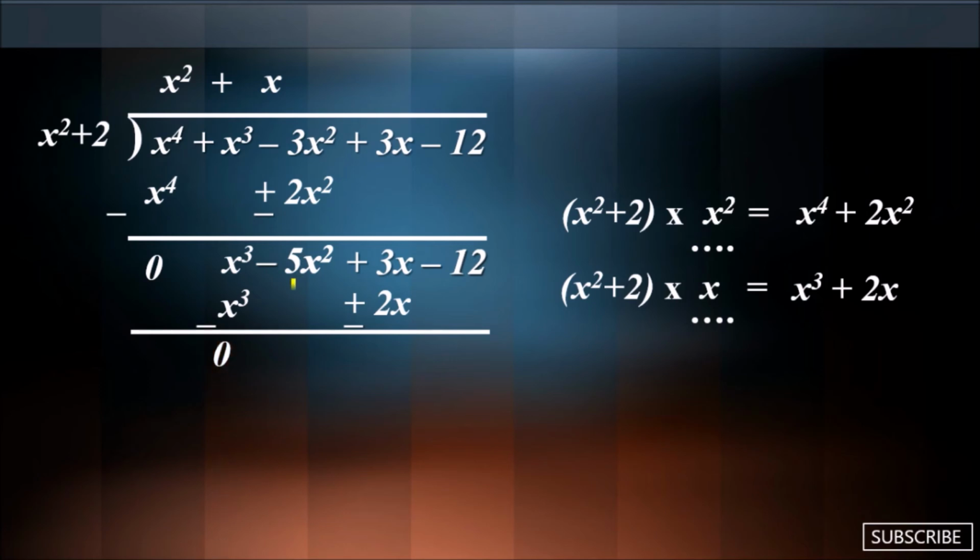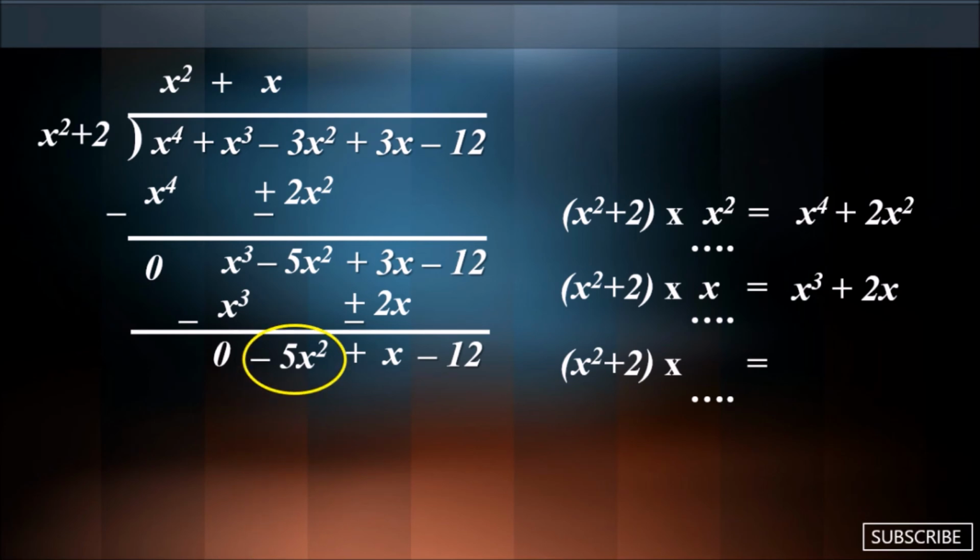Minus 5x square, take it down as it is. 3x minus 2x is x. Minus 12 will come down as it is. Take the divisor one more time in multiplication form. Our expected answer is minus 5x square.